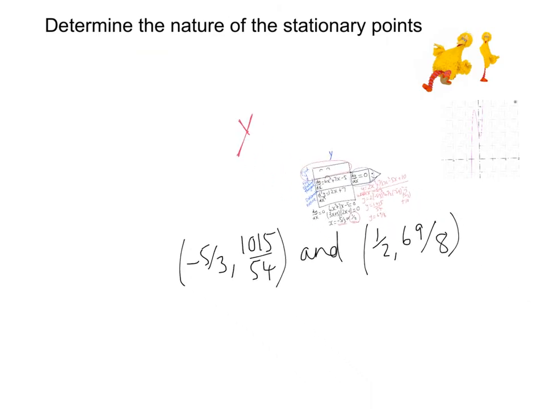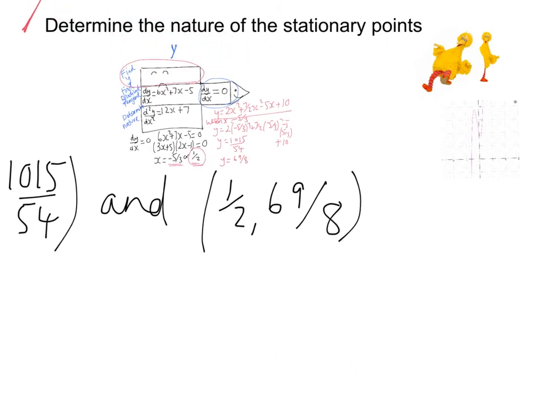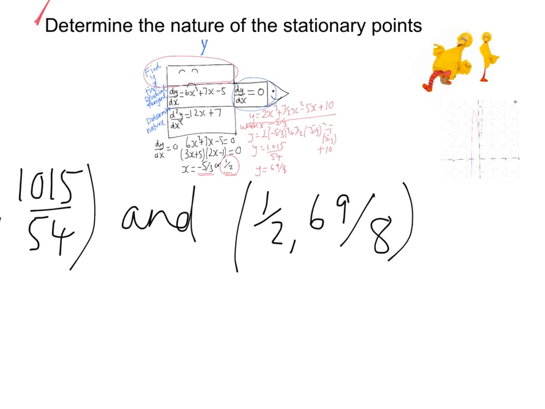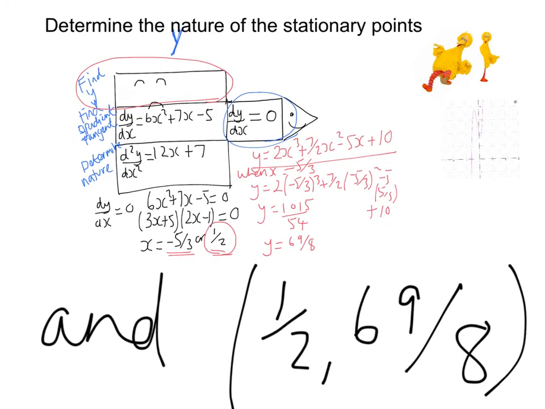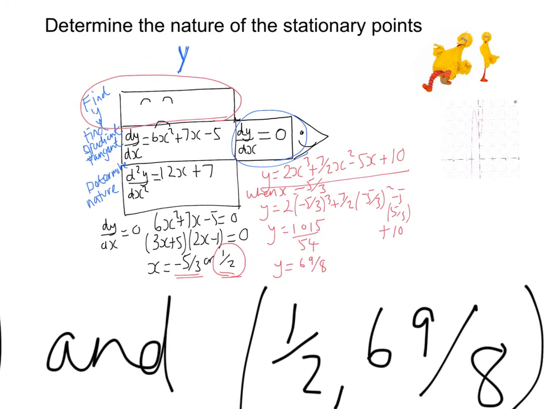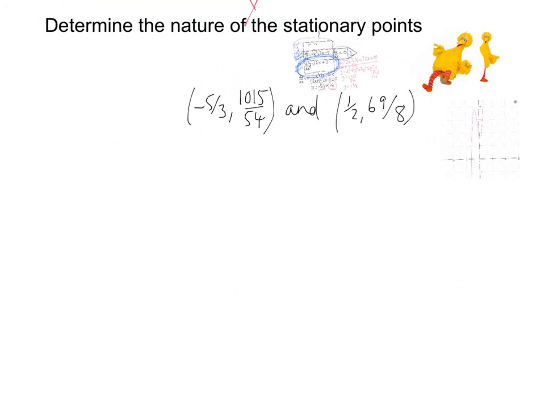Okay, so let's bring this back. Where I've got y's all over the place, just ignore that. Do you remember that when we did this bit before, I said there was another bit that we hadn't quite used, and it was this third bit here, where we use the second derivative, or the second differential, to determine the nature of the stationary points. So what we're going to do is the following. My second derivative is 12x plus 7. So this is how we set it out.